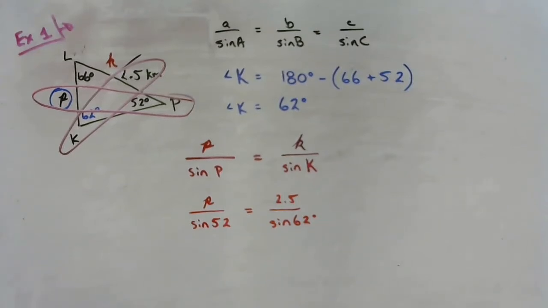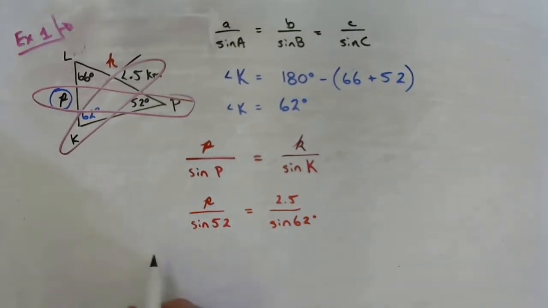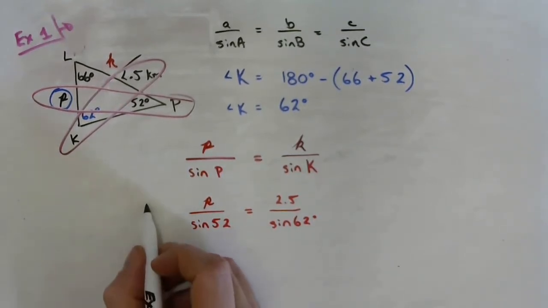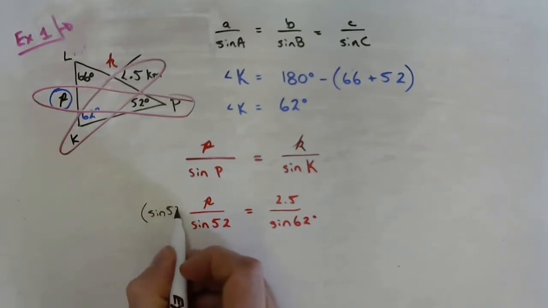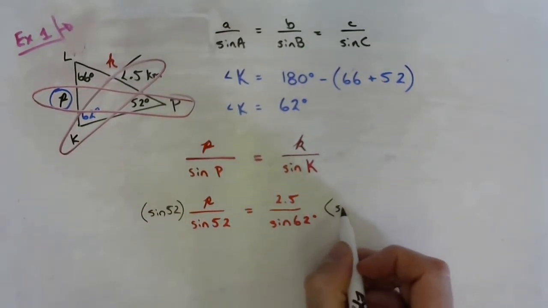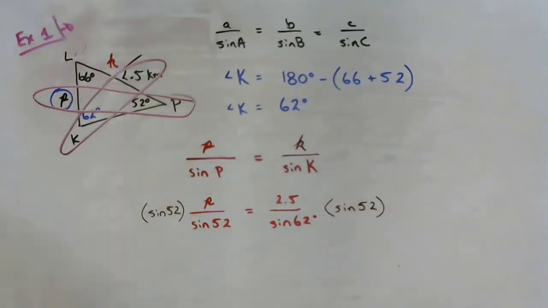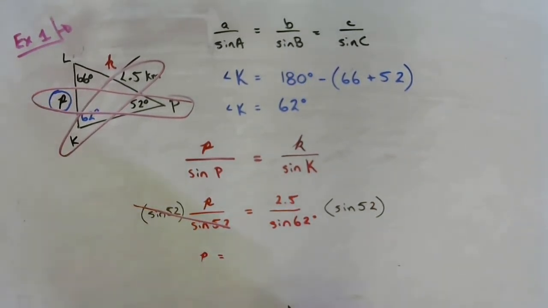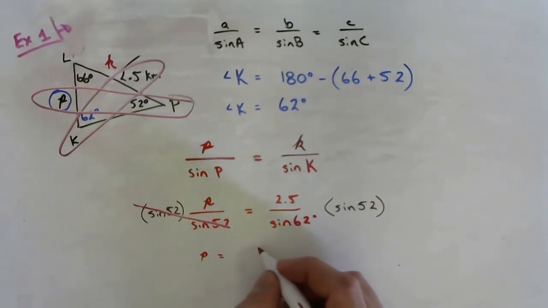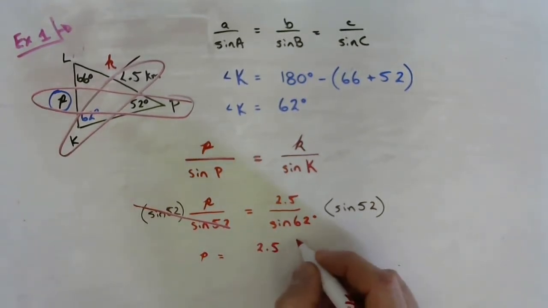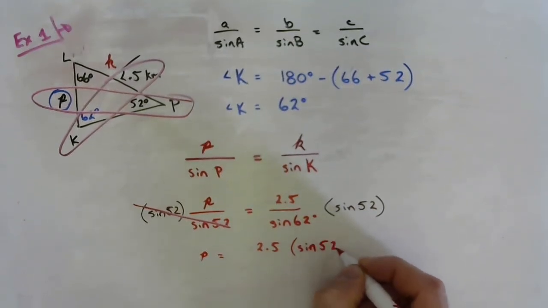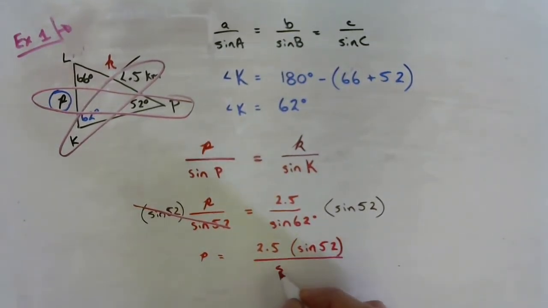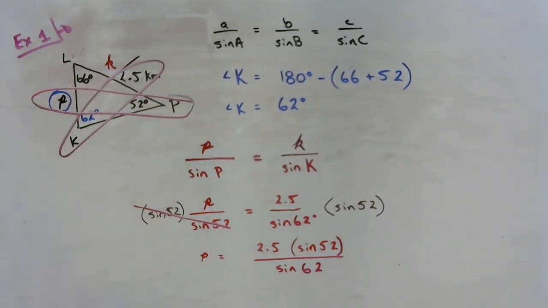How do I solve for P? Right now it's being divided by the sine of 52. Good, so I'm going to multiply both sides by the sine of 52 degrees. Over here, that's going to leave me with just P. On the right-hand side, I'm going to have in the numerator 2.5 times the sine of 52 over the sine of 62 degrees.